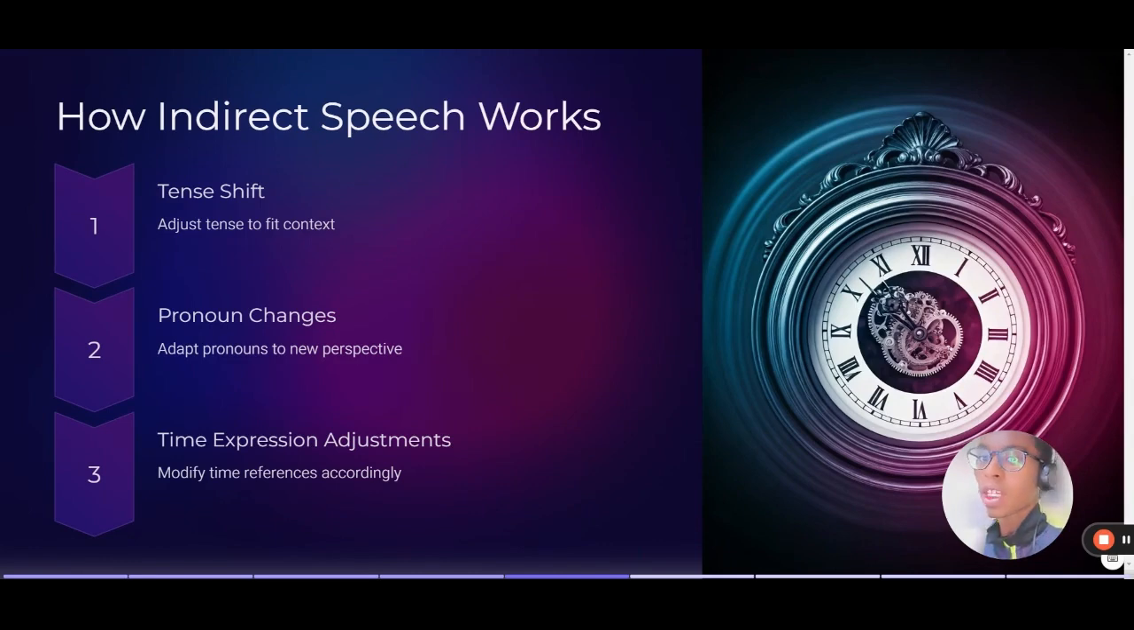Let's dive into the key differences between direct and indirect speech.